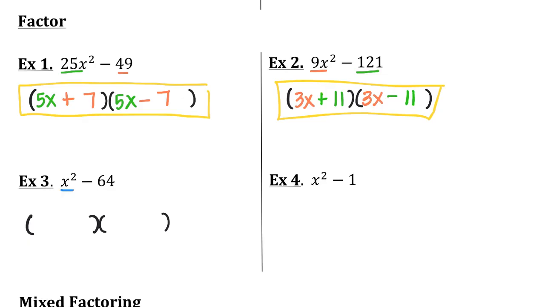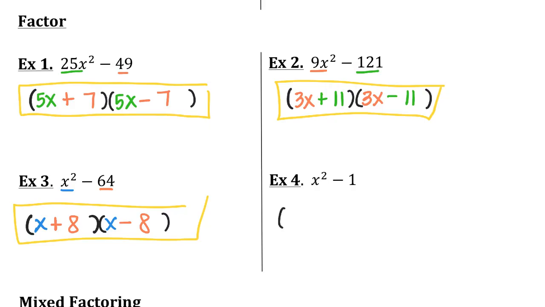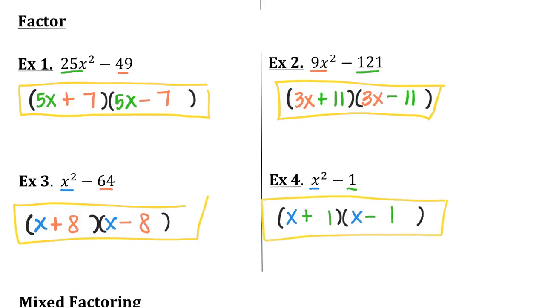Okay, since this is x to the second, it's x times x. This is negative 64, so it's got to be a positive and a negative. To get 64, 8 times 8. And remember, the middle terms cancel. That's why there's nothing there. Okay, x to the second, x. To get negative 1, it's got to be a positive and a negative, and it's 1 times 1. And then the middle terms cancel, which is why it turns out like this. So if you happen to see a difference of squares, you can use the shortcut to factor it if you would like.